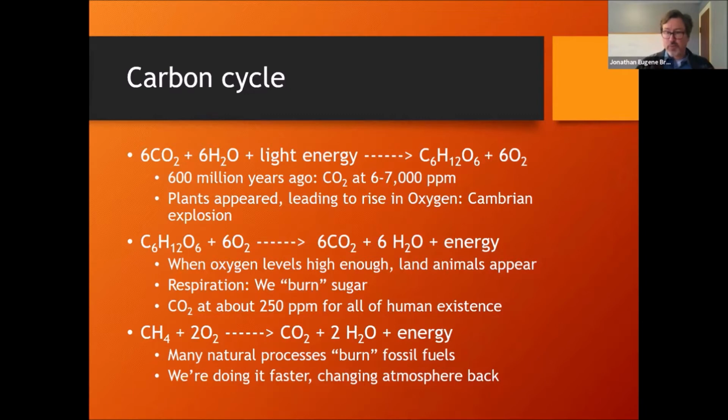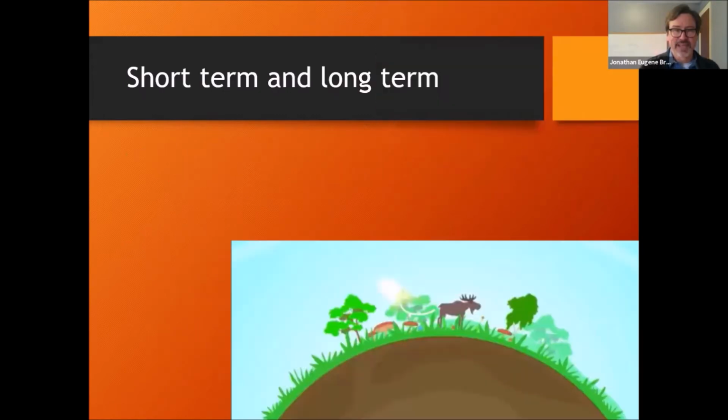Many natural processes burn fossil fuels, but we're doing it much faster. And in that process of burning, whether it's methane in this case, or oil or coal, we are changing the atmosphere, slowly raising those carbon dioxide levels. Again, we aren't going to reach this 6 to 7,000 parts per million of carbon dioxide, but we are going to raise it significantly more than that 250 that it had been for most of human existence.